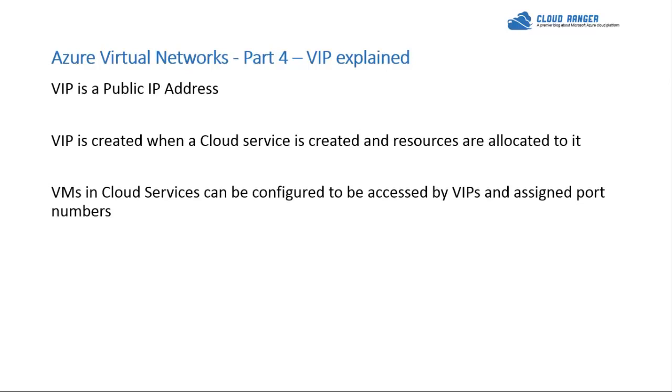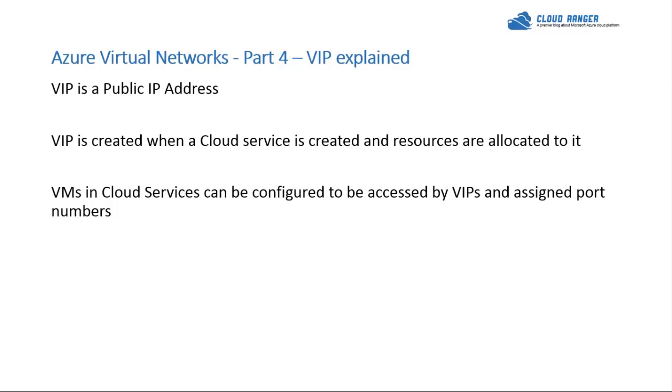The VMs in the cloud service can be configured to be accessed by the VIP and assigned port numbers. So for example, when we are RDPing to the virtual machine, we are RDPing to servicename.cloudapp.net, which is your public IP address of the VIP, followed by a port number to specifically go to a certain machine.